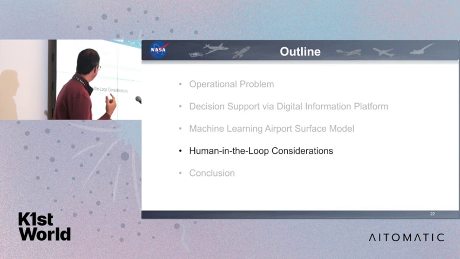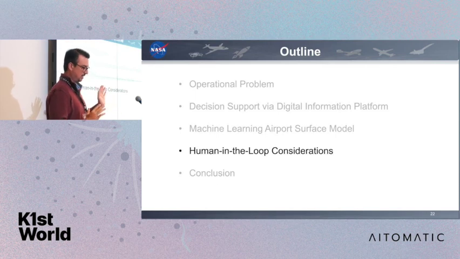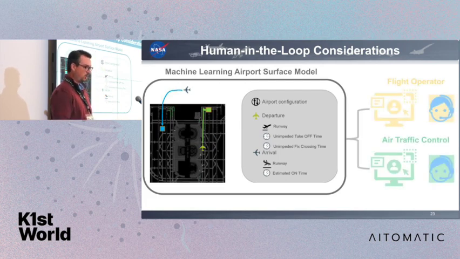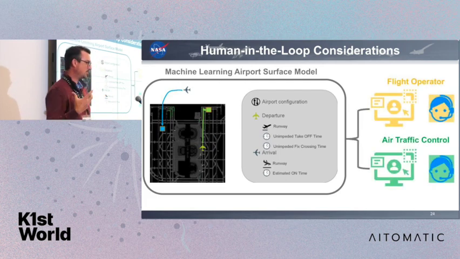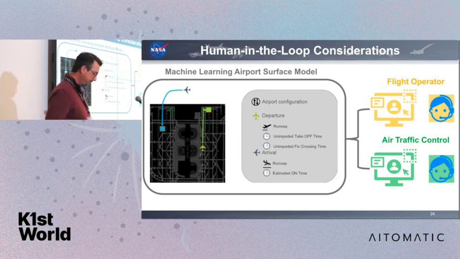So quickly, we'll get into the last part, which is the human in the loop considerations, because again, this is not just a fully automated system. There are humans on both ends of the recommendations that need to coordinate with each other. So what special considerations do we have to make with the machine learning airport surface model, given that there are humans in the loop? Well, what we learned is that this machine learning airport surface model is the foundation of this predictive engine, which is being monitored by both flight operators and air traffic controllers.